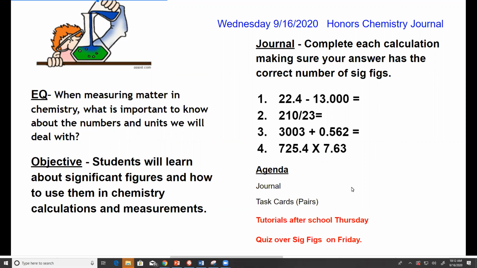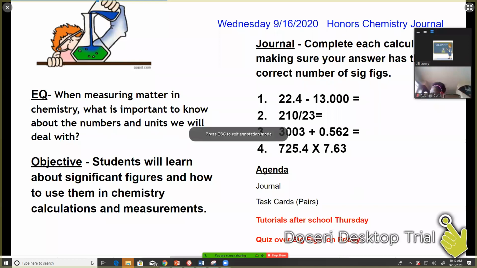All right, let's see what we got for these answers. All right, so the first one is a subtraction problem. So we're looking at what? Decimal places. So what did we get for our answer? 9.4. And I think that one actually came out just like that in your calculator, right? Nice, easy one.